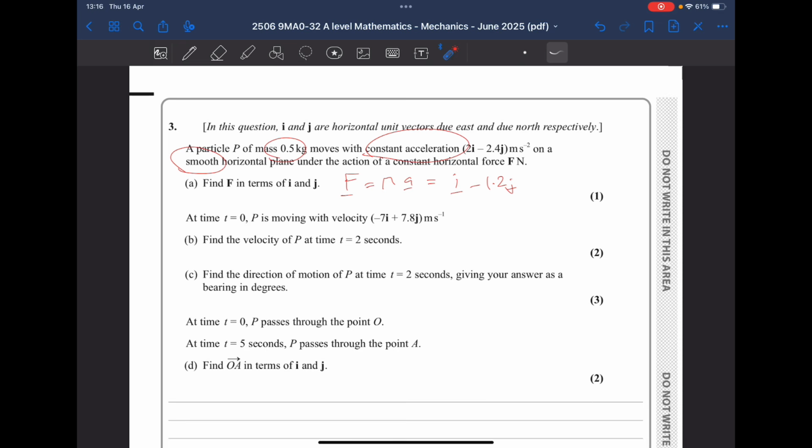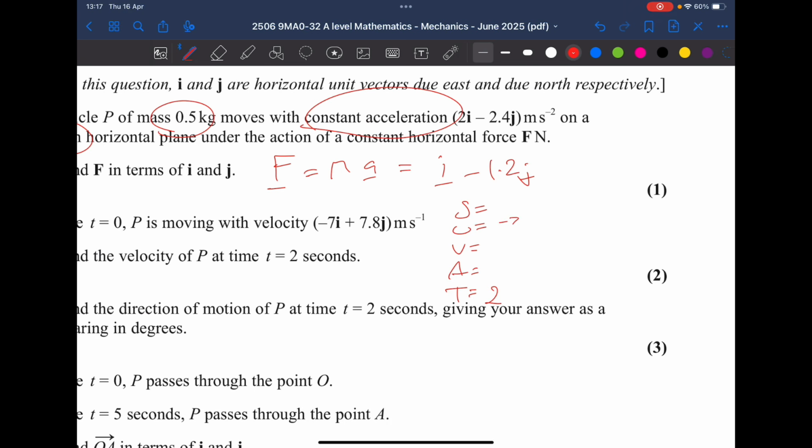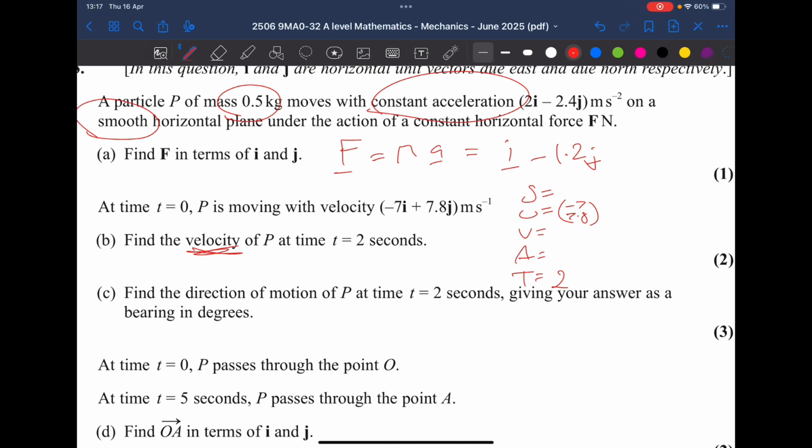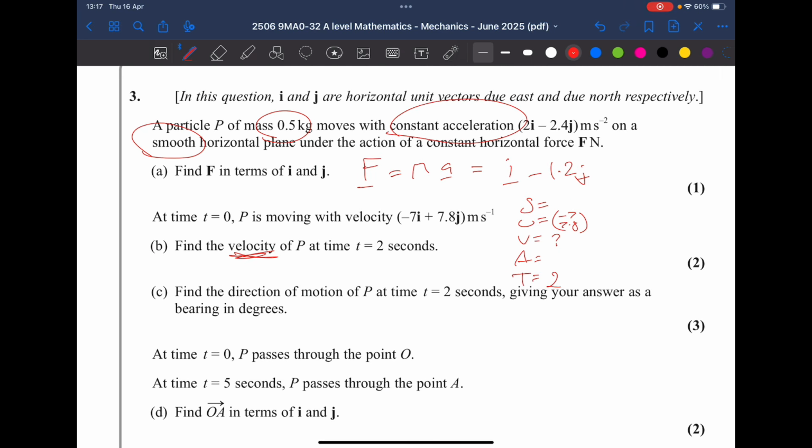Part B then, at some time, start time, we have the P is moving with velocity of minus 7I plus 7.8J. Find the velocity after 2 seconds. So thinking about this, again, constant acceleration, suvat. I know it's vectors now, but it still is going to work in the same way. So S, U, V, A, and T. T is the 2 seconds. Our initial velocity is that minus 7 and 7.8. So I will do this as vectors, minus 7 and 7.8 in a column there. What we're going to be looking for is the velocity. So that's what we need at the end. And we have our acceleration of 2, minus 2.4.